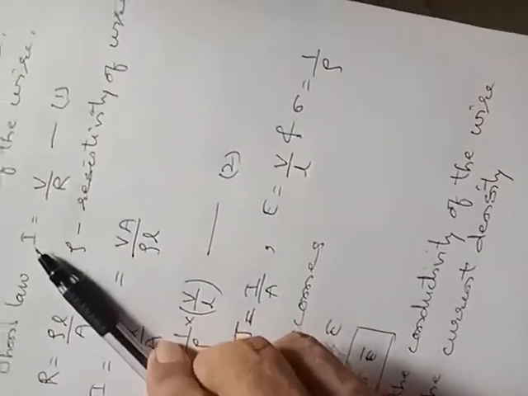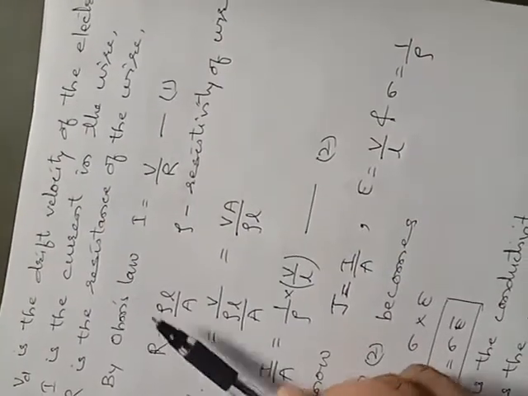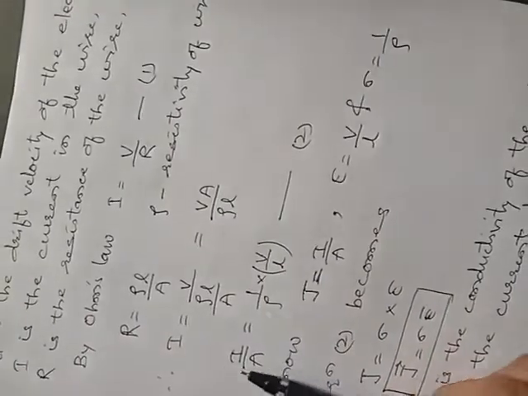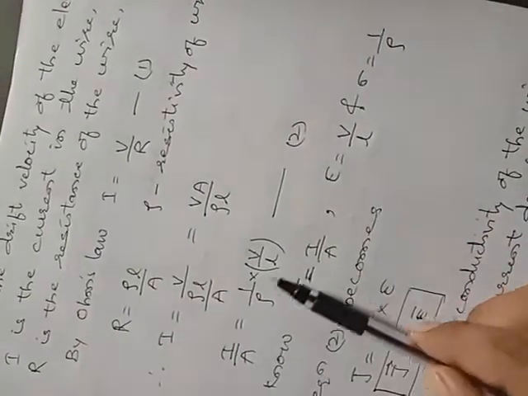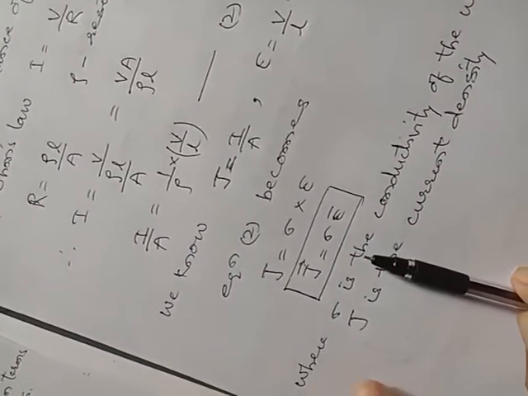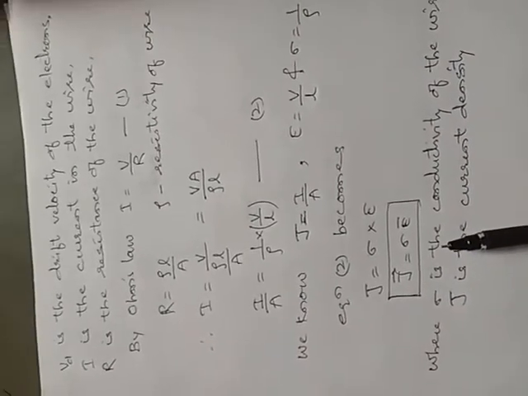In the first equation we have taken I is equal to V by R. Then the formula for R we know is rho L by A. Then after substituting the value of R and rearranging the terms, I by A is equal to 1 by rho into V by L, which becomes this value. So this has completed the first derivation. So our first derivation is finished, this was the first video of today. Now we'll start the second derivation.